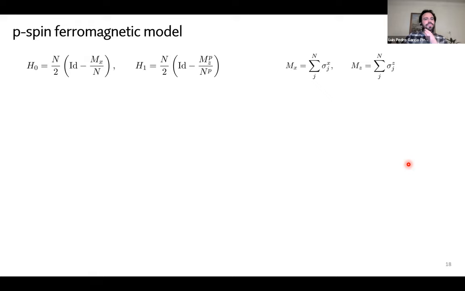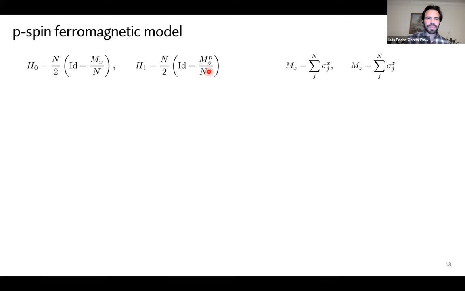And this is the spin ferromagnetic model. This is also a simple model. The idea here is MX and MZ are magnetizations along X and Z. Okay, we're considering N spins now. You start with all spins pointing up in X or something, and you want to end up with all spins pointing up in Z or something. The coefficients are chosen so that the norm grows with N. So it's a correct scaling with N, where N is the number of particles, and the ground state has energy zero. Good.